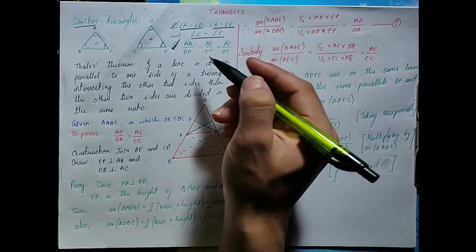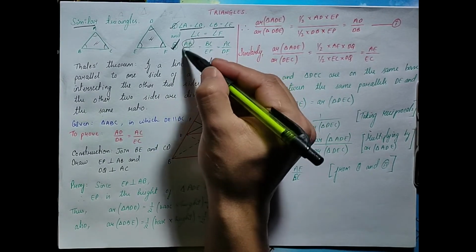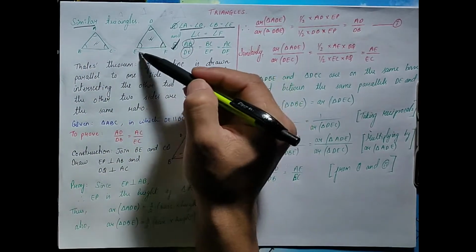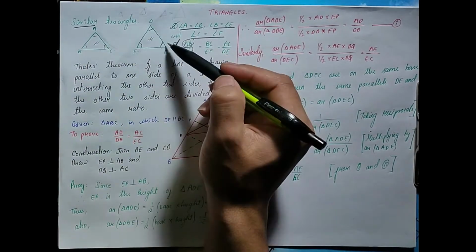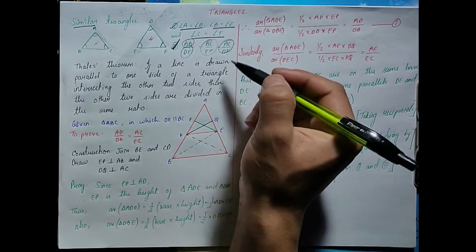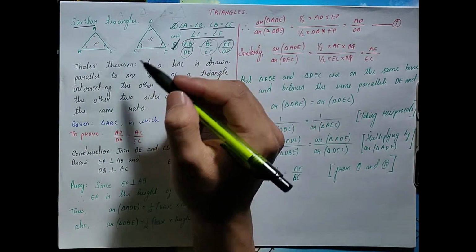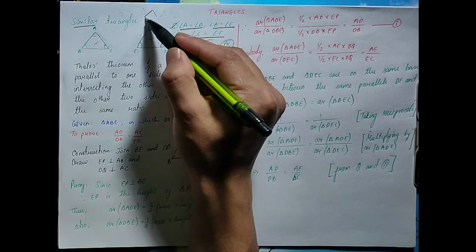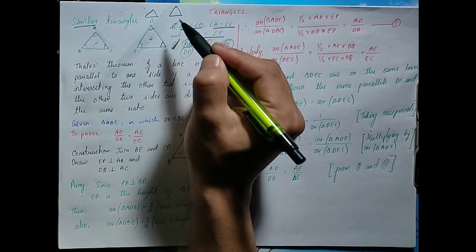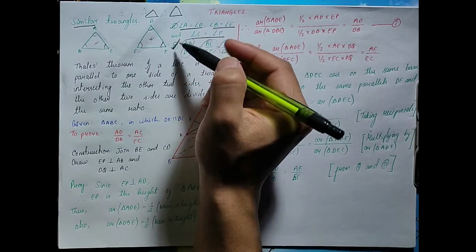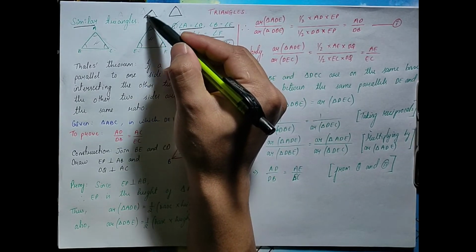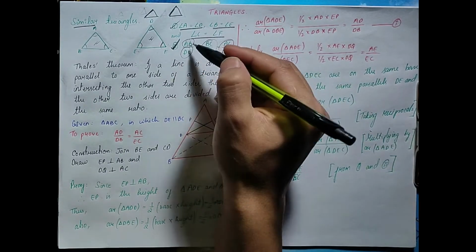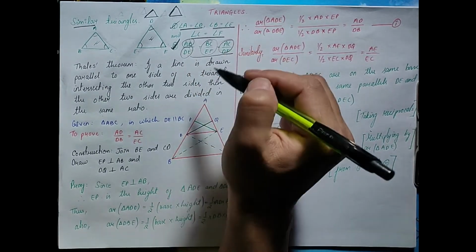Or if this property is satisfied, that is, the ratio of the corresponding sides, AB by DE, BC by EF, and AC by DF, are equal, then we can say that these two triangles are similar. Now similar doesn't mean equal. Let's say that these two triangles are similar. If one of the properties is satisfied, then we cannot say that this side is equal to this side, but their ratio is definitely the same.